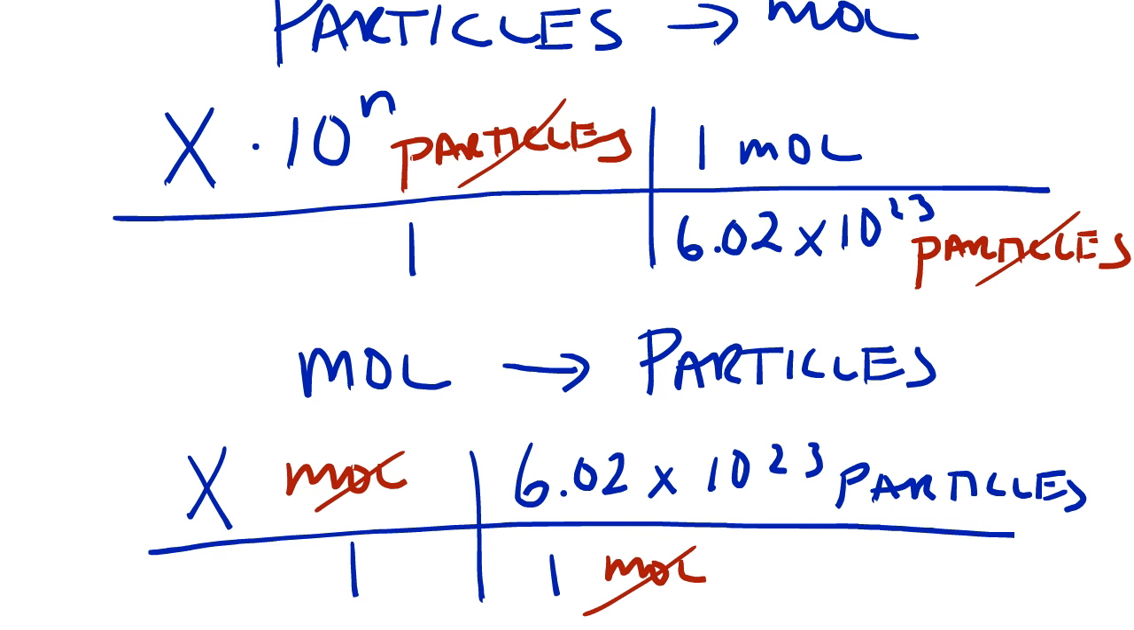Particles to moles, we're starting off with particles, so therefore we need to get rid of particles. We need to have particles on the bottom, so we're going to put Avogadro's number on the bottom and 1 mole on the top because we want to convert to 1 mole, or the number of moles. Moles to particles, we're going to start off with moles, and we want to end with particles, so we're going to have Avogadro's number on top, equivalent to 1 mole. The mole cancels.